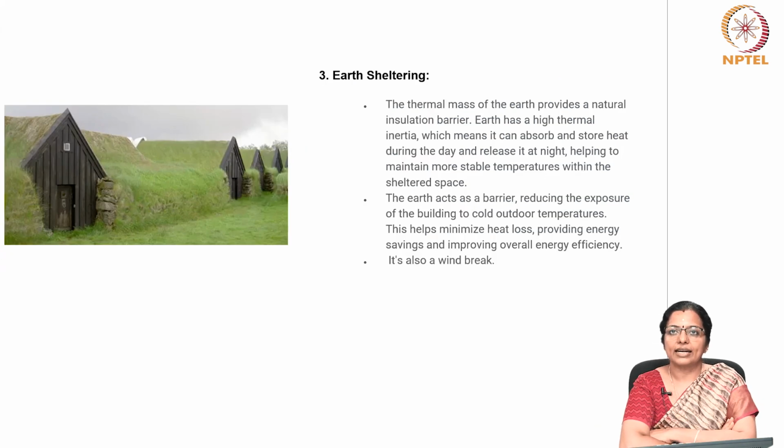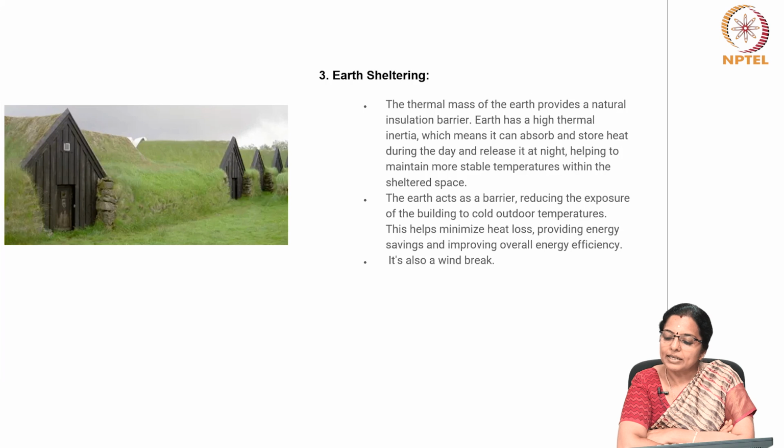The third strategy is earth sheltering. The thermal mass of the earth provides a natural insulation barrier. Earth has a high thermal inertia, which means it can absorb and store heat during the day and release it at night, helping to maintain more stable temperatures within the sheltered space.